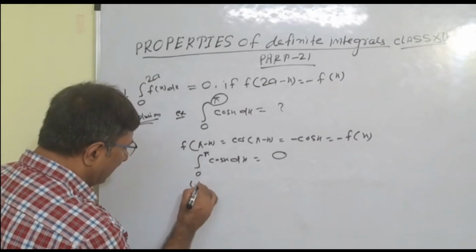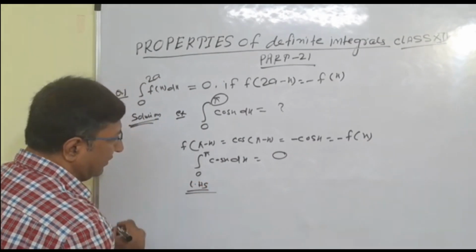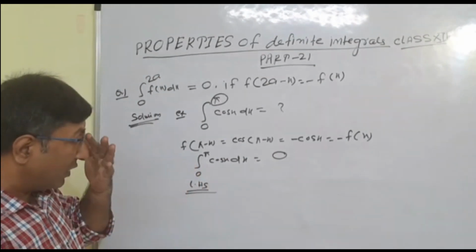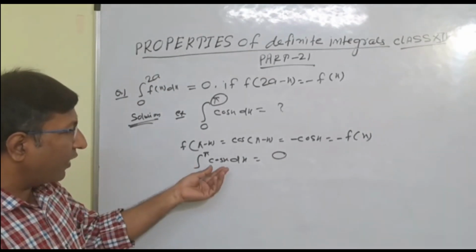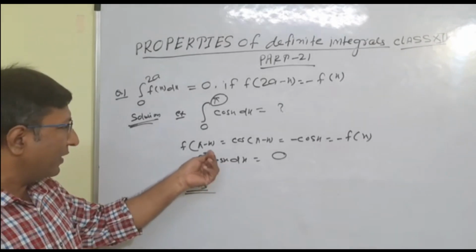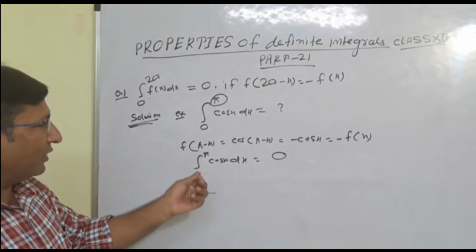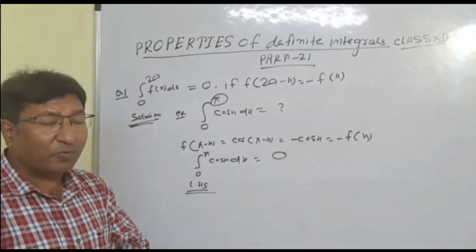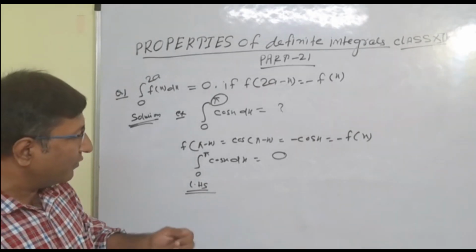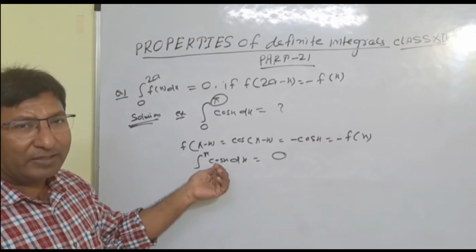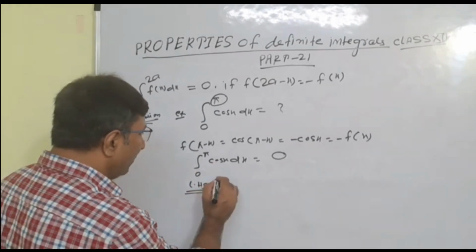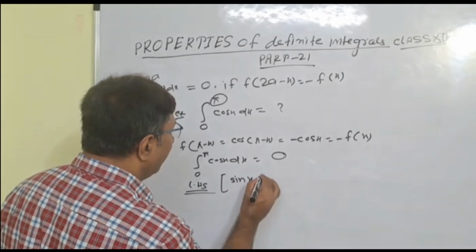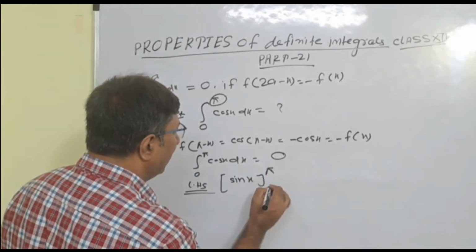Now you can check. Suppose I take the LHS, the integration of 0 to pi cos x dx. This is a definite integral, so first you find the integration of this, then apply upper limit pi and lower limit 0. So the integration of cos x is what? You know integration is just the reverse process of derivative. The derivative of sin x is cos x, so the integration of cos x is sin x. And here the upper limit is pi and the lower limit is 0.